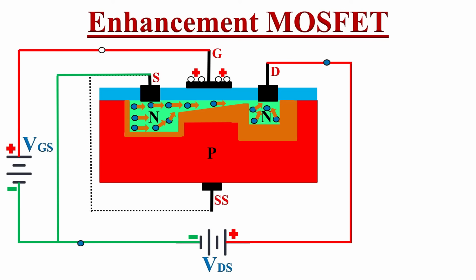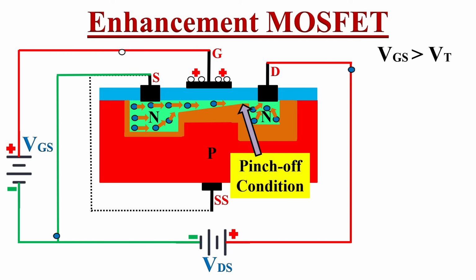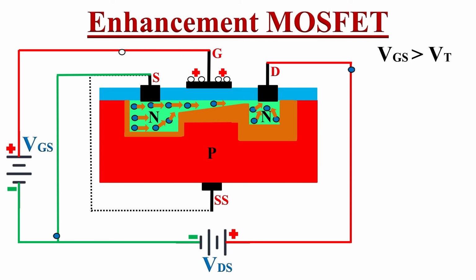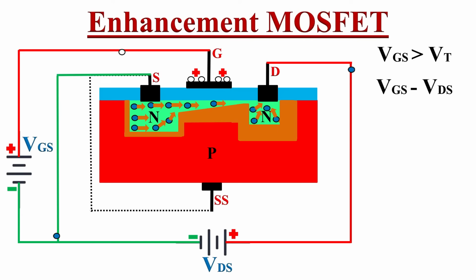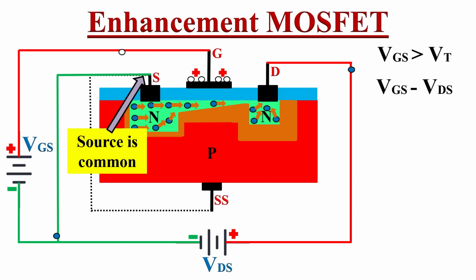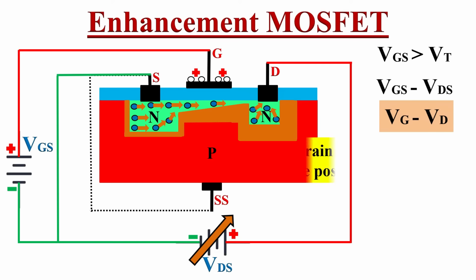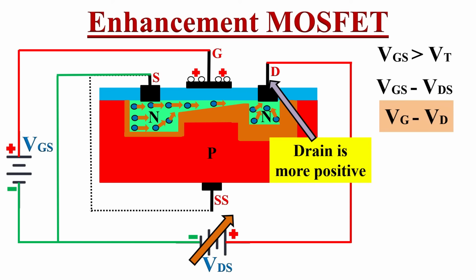Now let's see the relationship between the different values so that we will get a clear understanding of this concept. As we know, whenever VGS is greater than threshold voltage VT, we will get the pinch off condition. If you observe over here, both gate and drain terminals are at positive potential, so there will be less voltage difference between them. This can be expressed as VGS minus VDS. In this equation, the source is common for both VGS and VDS, so it can be omitted. So we can write the expression as VG minus VD. Suppose we increase this voltage VDS, then the drain terminal becomes more positive, so the potential difference VG minus VD will decrease.